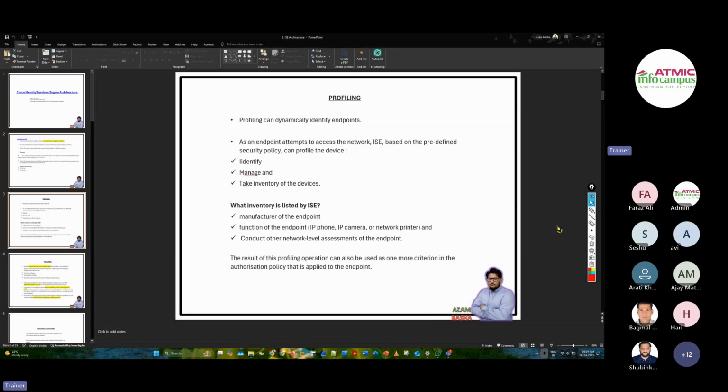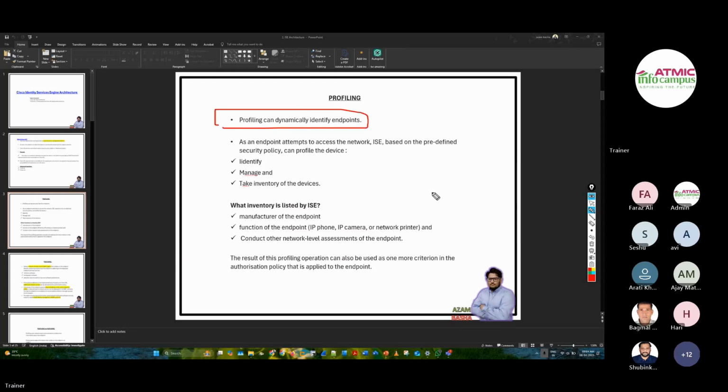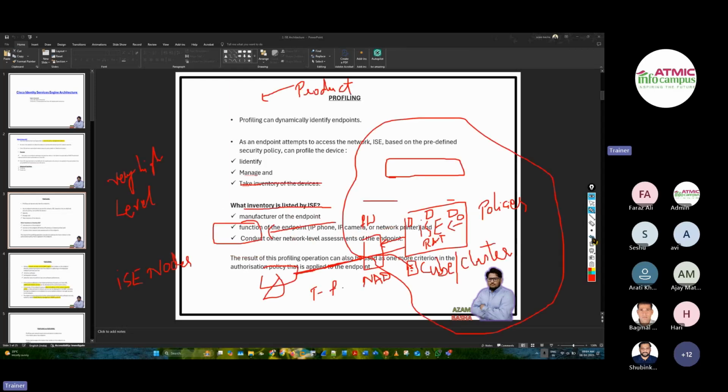So what is profiling? Profiling can dynamically identify endpoints. An endpoint attempts to access the network. Again, let's go back to the diagram that we are discussing here. Let me just clean up a couple of things here.